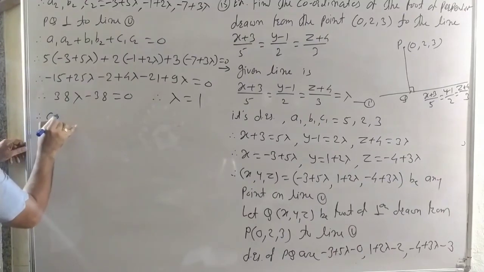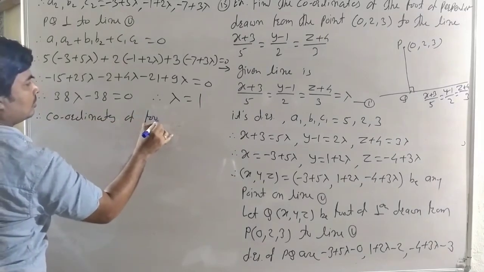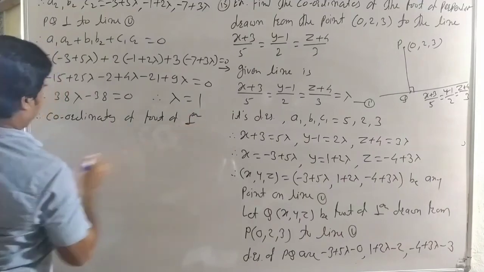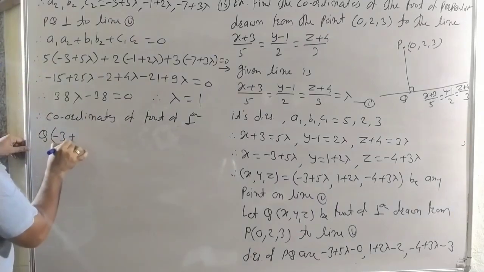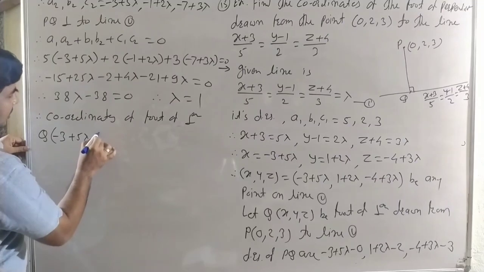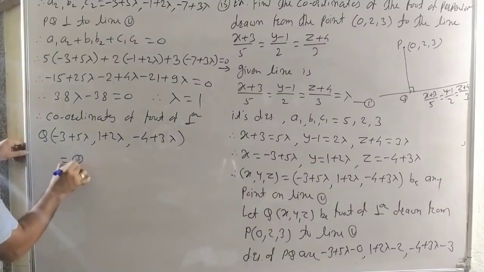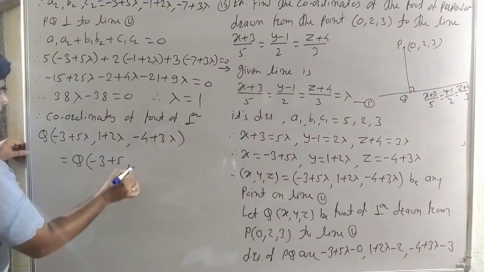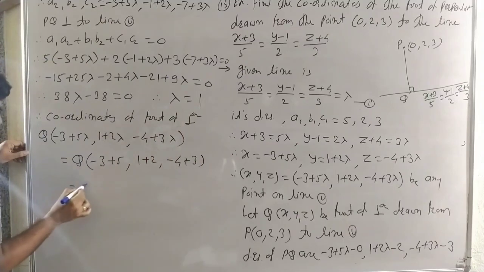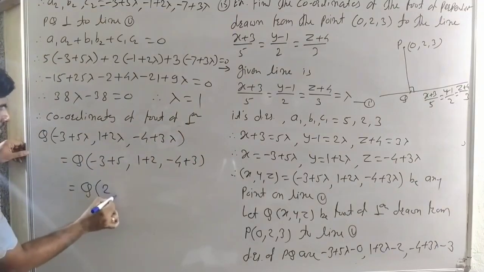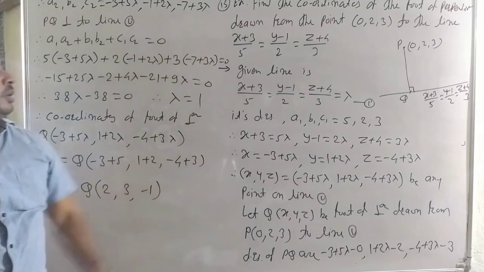And therefore the coordinates of the foot of perpendicular Q are (-3 + 5 lambda, 1 + 2 lambda, -4 + 3 lambda). Since lambda = 1, the coordinates of Q are (-3 + 5, 1 + 2, -4 + 3). So the coordinates of the foot of perpendicular are (2, 3, -1). Okay, check this.